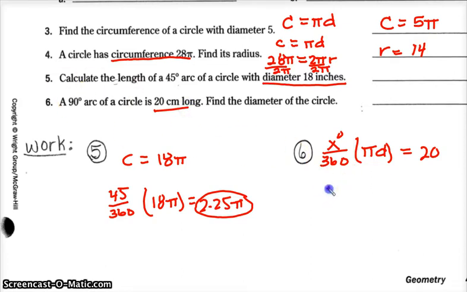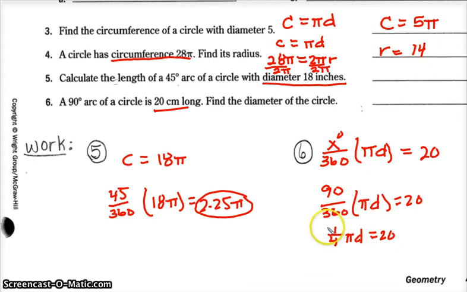Now, let's take 90 over 360 times pi times the diameter equals 20. This reduces to 1/4, so 1/4 pi d equals 20. I multiply both sides by 4, and I get pi d equals 80. So my final answer for the diameter is 80 divided by pi. And I'm going to leave that in exact form.